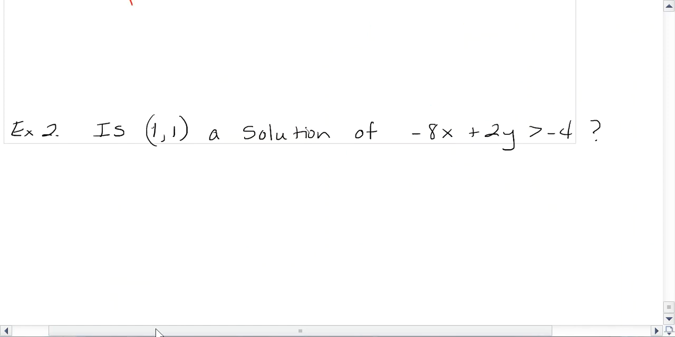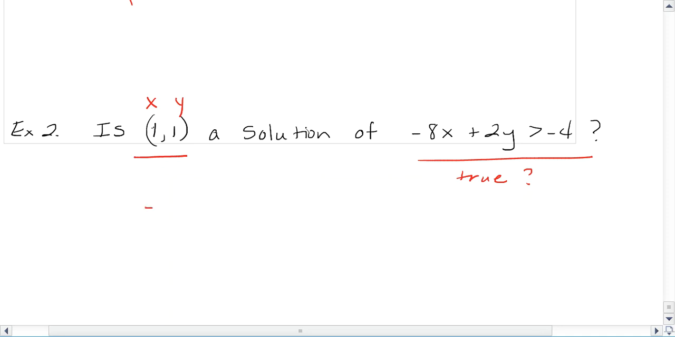This next example, we're given a point and we're asked, is the point (1, 1) a solution of this inequality? Well, we could plug in the values for x and y and see if it makes this inequality true. And if it's true, we'll say yes, it's in the solution area. And if it makes it false, then no, it's not in the solution area. So just plug them in, basically.